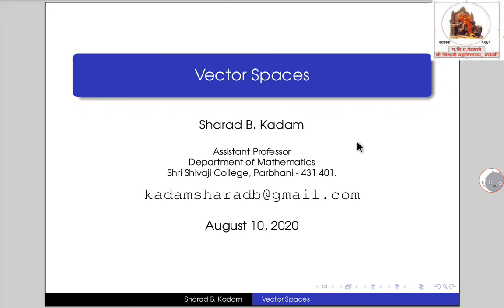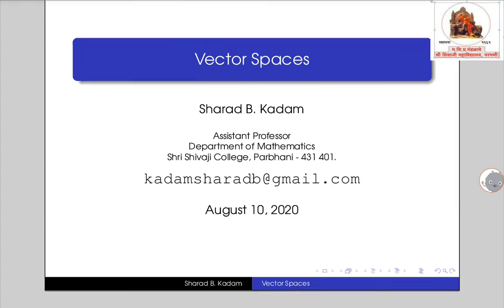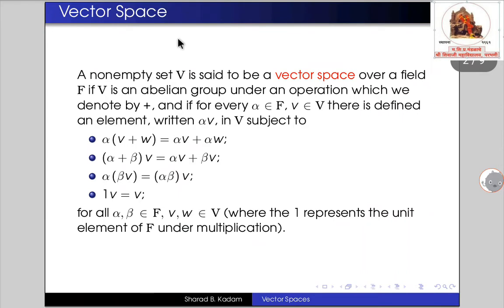Today I will explain the definition of a vector space, and then I will show that the given set forms a vector space over the field F. So here is the definition of a vector space.